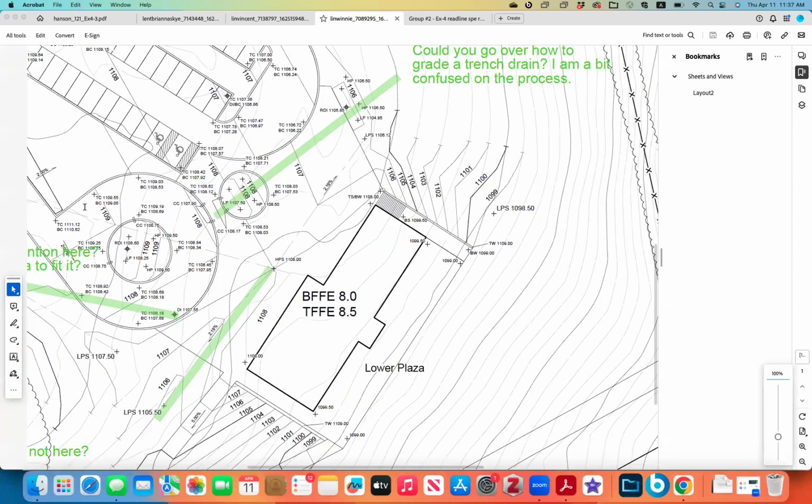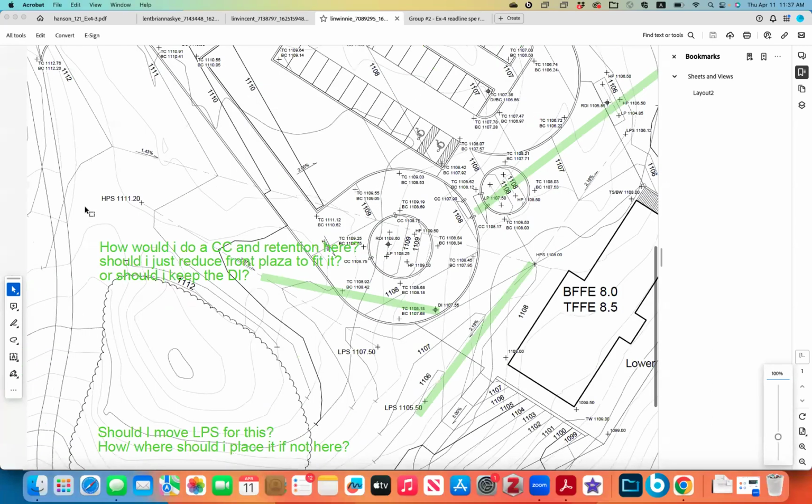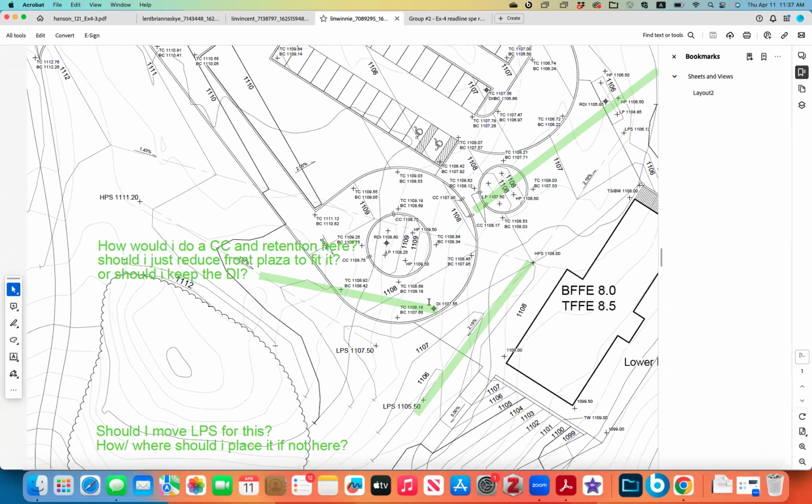Okay. How would I do a CC at retention here? This is the same concept, right? If you decide that you don't want to change the shape of the plaza by cutting this out, then you need a trench drain. The same thing: you calculate the BC here. You push it down 0.5 to get your bottom of trench drain. You measure the length of the trench drain, and you do a 2% slope. You know where the water comes out at what elevation.